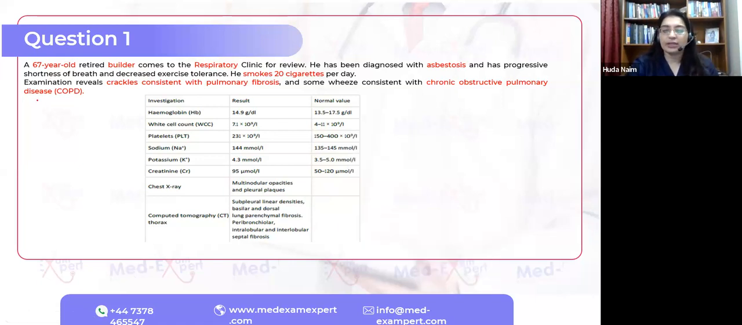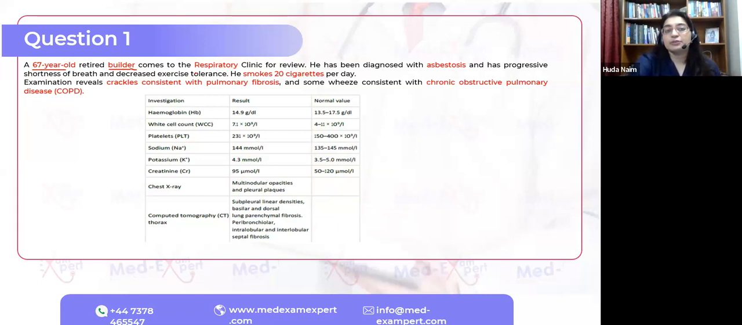For example, you are reading the question. The question was, there was a 67-year-old retired builder. So a 67-year-old is important. The age group is always very important because that would tell you if there's some congenital disease, something that's acquired, something that comes up in the earlier age, in the older age, or whatever it is.